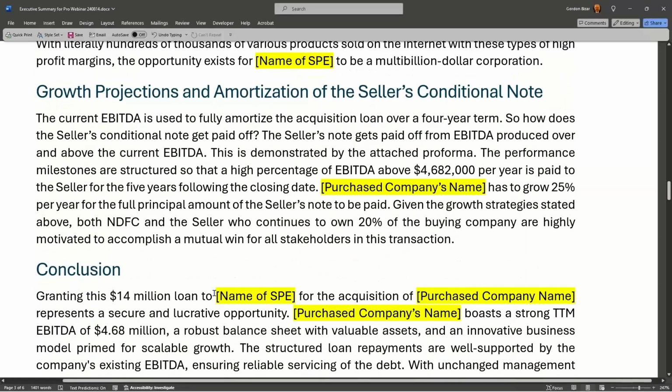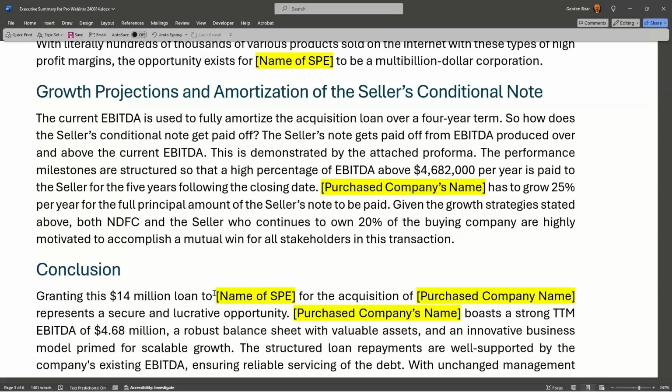Okay, growth projections and amortization of the seller's conditional note. Well, we're paying the seller more than 12 something million dollars for this company, right? But it's all tied to conditional increases in the sales of the company over the next 4 years, all right? So the current EBITDA is used to fully amortize the acquisition loan over a 4-year term. So how does the seller's conditional note get paid off? The seller's note gets paid off from EBITDA produced over and above the current EBITDA. This is demonstrated by the attached pro forma.